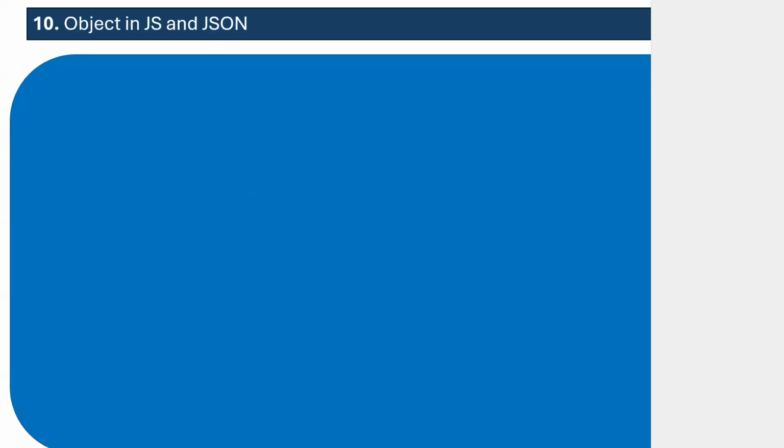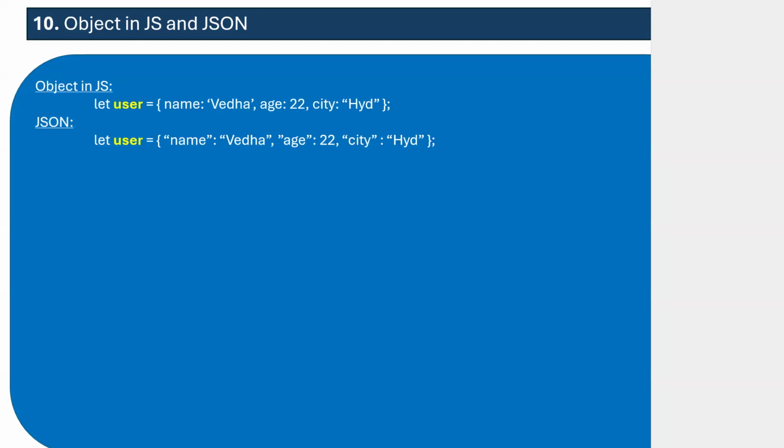The next topic is also a little bit confusing. Guys, object in JavaScript and JSON. JSON abbreviation is JavaScript Object Notation. I'll repeat, JSON stands for JavaScript Object Notation. I'll show you the two things. Take at least 1 minute and tell me the difference between the both.